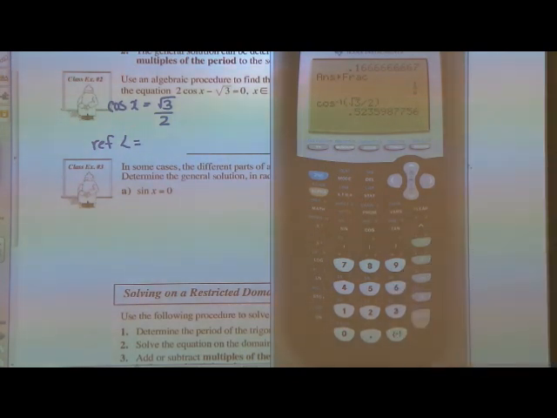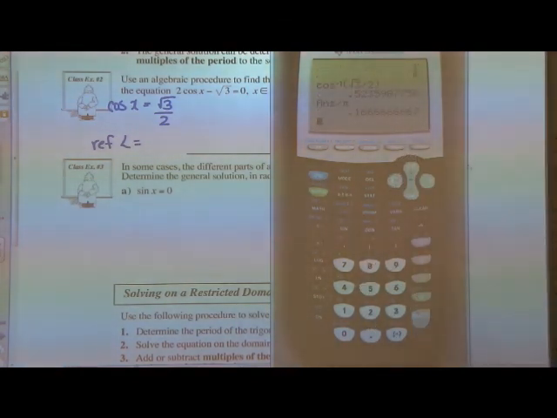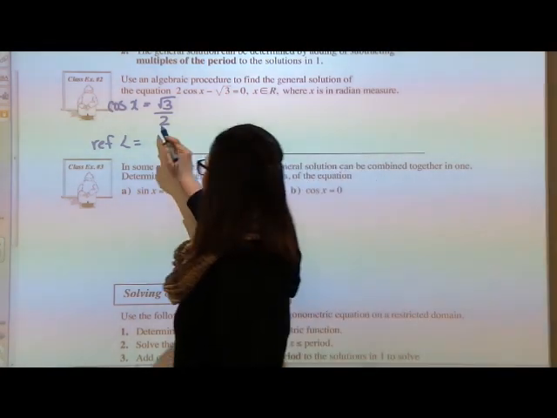How do I make that an exact measurement? Because it's this decimal right now. Divide by pi. And I get that 0.16 repeating, which is what as a fraction? 1/6. So the reference angle would be pi over 6.